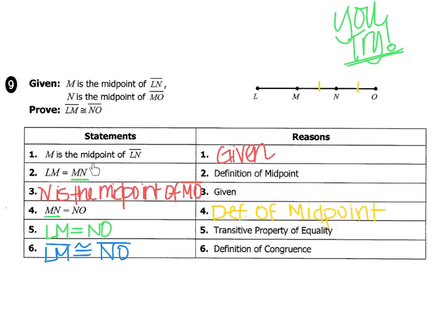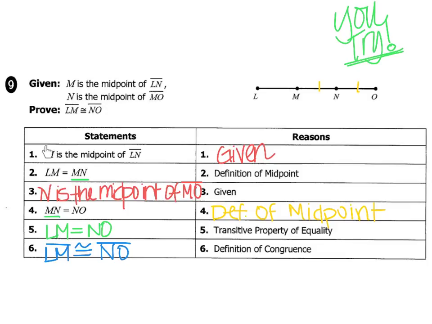All right, so number 1, first thing we want to do is take our given information and make sure it's in our chart. So M is the midpoint of LN. That is given. Also, we know we've got another reason here that says given, so we want to plug in our second given statement. So N is the midpoint of MO. That is our other given statement.